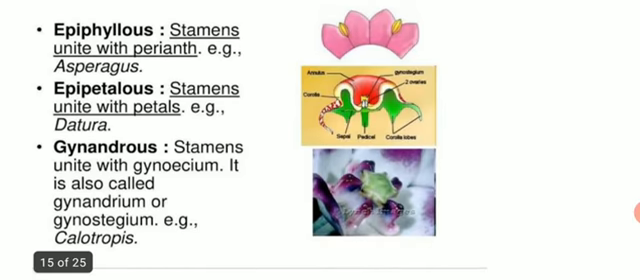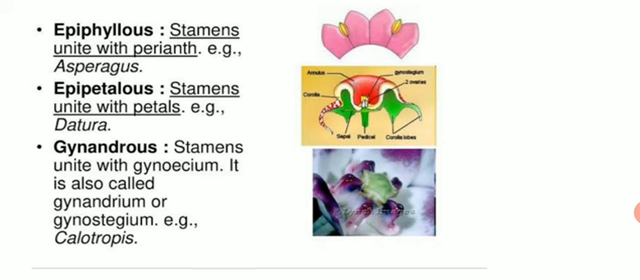In the very first case, you can see this condition is called epiphyllous. Mostly, whenever sepals and petals are not distinct from each other, like in lily we have seen, right? There were no separate sepals and petals, and there was only a single whorl which we call perianth, and the stamens are united with the perianth. So this kind of example can be found. This is called the epiphyllous condition. Phyllous means perianth, right?